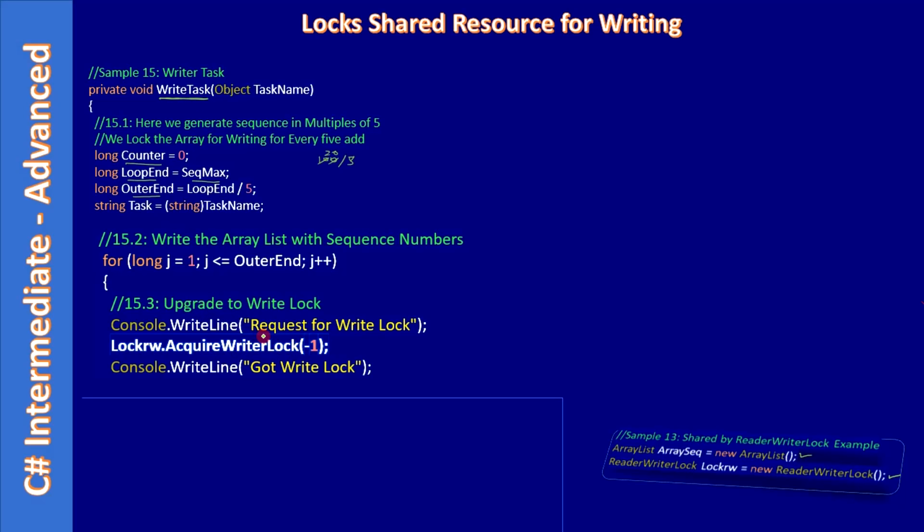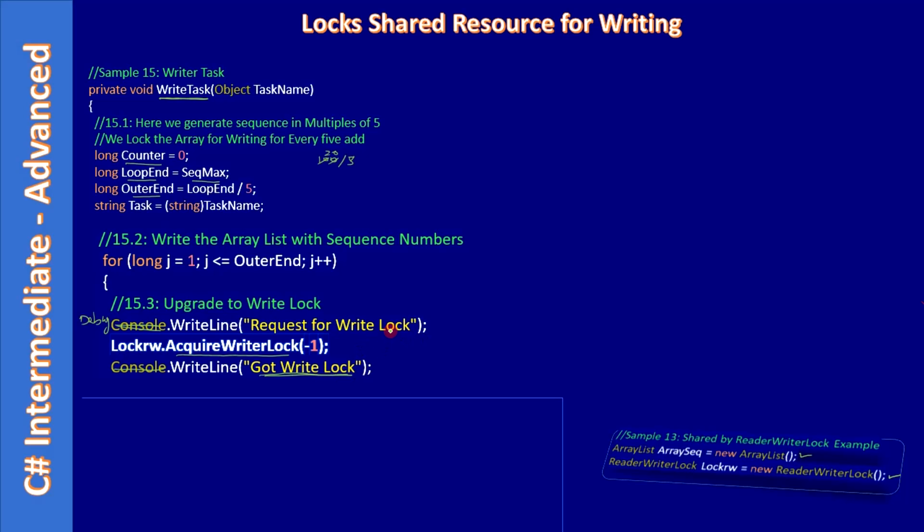Here if you see request for WriteLock, so this should be debug, and here we are acquiring the lock, AcquireWriterLock, and so this -1 here signifies the lock will be held infinitely, in the sense here we are not specifying any timeout. Next we are stating got the WriteLock.